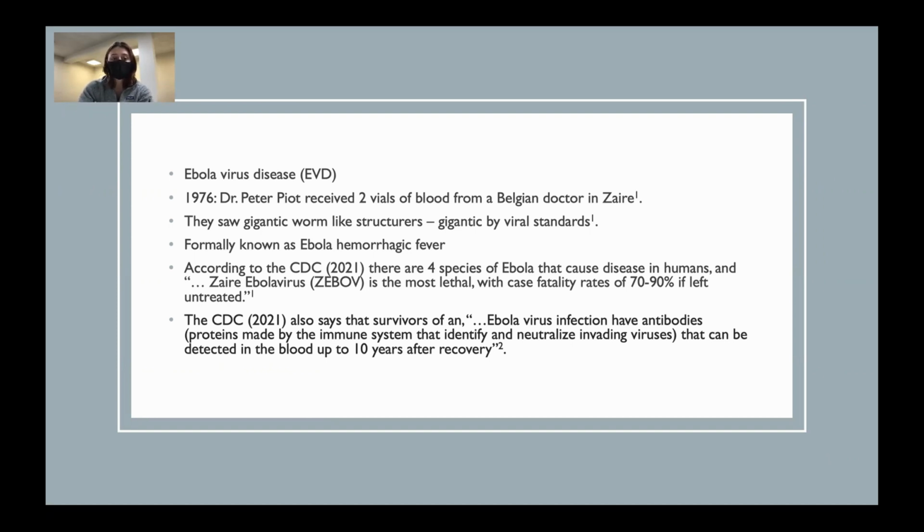Ebola was formerly known as Ebola hemorrhagic fever because this is the disease that it causes. According to the CDC, there are 4 species of Ebola that cause disease in humans, and the Zaire Ebola virus, or ZEBOV, is the most lethal of them all because the case fatality rate is 70 to 90% if left untreated. The CDC also says that survivors of an Ebola virus infection have antibodies, which are proteins made by the immune system that identify and neutralize invading viruses, that can be detected in the blood up to 10 years after recovery. This means that a patient infected with Ebola virus has some long-lasting immunity from it.